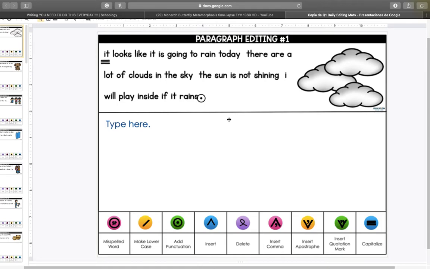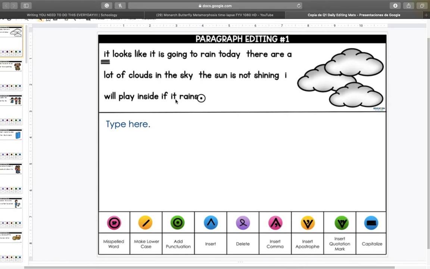Let's do this one together. I'm going to read the paragraph once, and then on the next read we are going to figure out the symbols. Okay, so: it looks like it is going to rain today. There are a lot of clouds in the sky. The sun is not shining. I will play inside if it rains. Okay, so it needs to be capitalized, right? Because it is the beginning of a sentence. It looks like it is going to rain today. There are a lot of clouds in the sky.